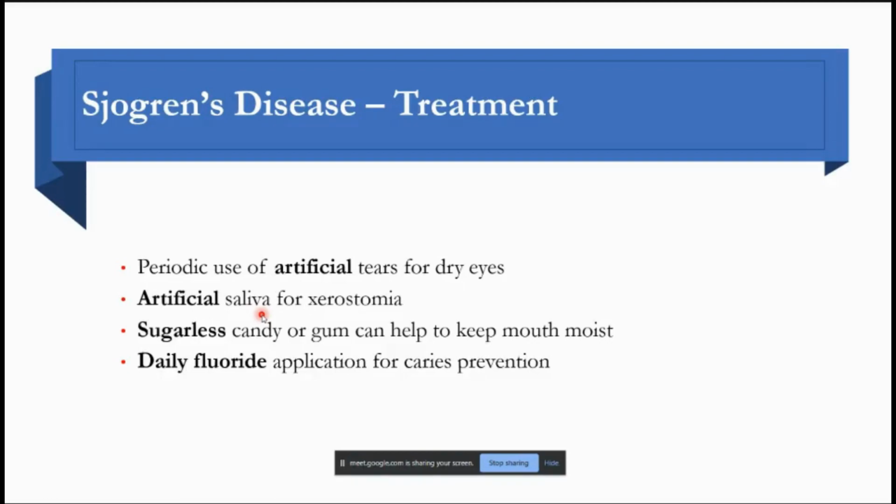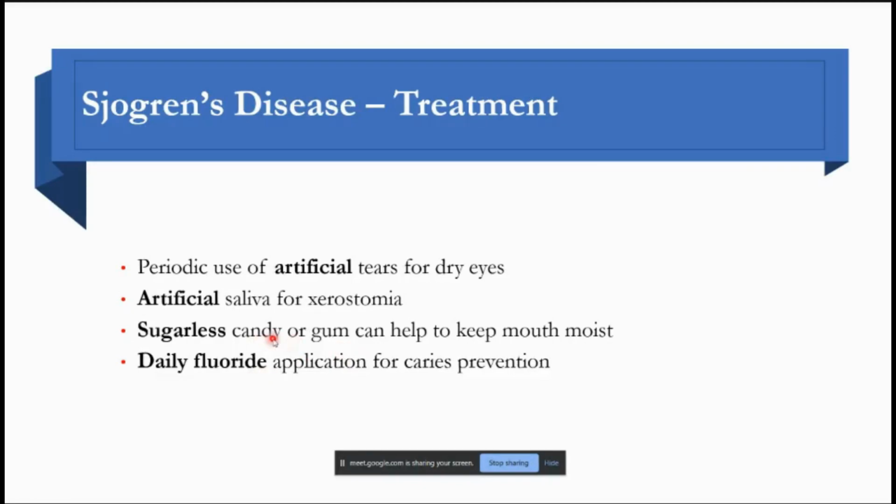And there are other things which you can do, that is by chewing a sugarless candy or gum, not the one with sugar. That can lead to a whole array of other different problems. So you chew a sugarless candy or a gum so that it keeps on producing some amount of saliva and keeps the mouth moist, and even the juices which are coming out of your candy and gum can keep the mouth moist. Okay, this is one way.